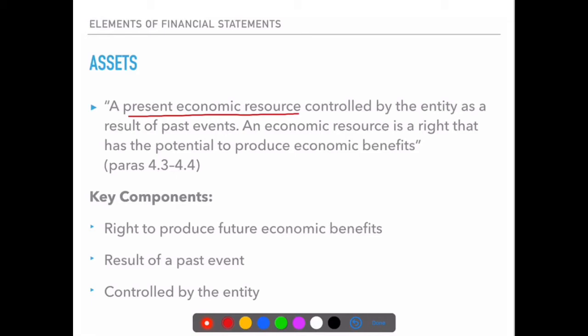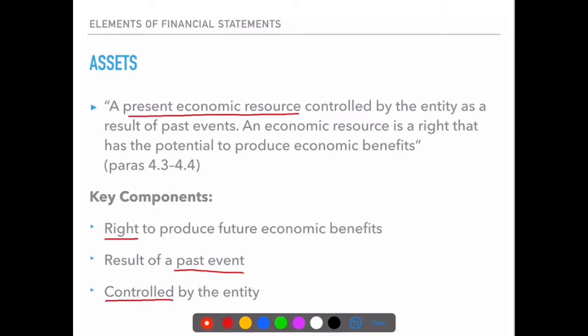So the key components to remember are: it has a right to produce future economic benefits. So it's not about the physical item, but it's the right to get benefits from them. It's a result of a past event, meaning something must have happened for the entity to obtain that item, such as a sale. And the asset must be controlled by the entity, because if it's not controlled, then it's not really theirs to use. But be careful.